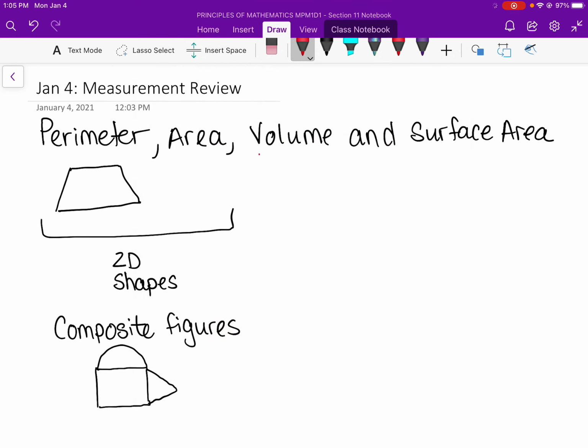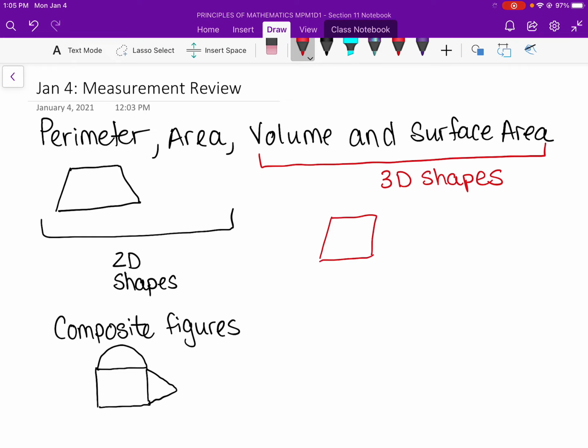And then these two things, volume and surface area, both deal with three-dimensional shapes. Volume, we know, is the space inside of a three-dimensional shape. And surface area is the area of each side of a three-dimensional object.